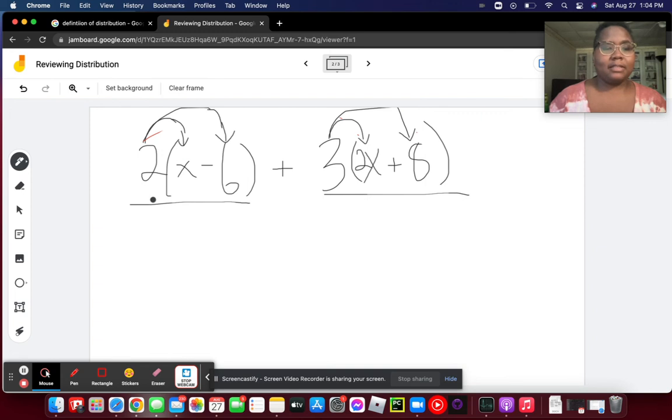2 times x is 2x. 2 times negative 6 is minus 12. Plus, now we're doing completely other distribution. 3 times 2x. Well, 3 times 2 is 6, and then x has to stay along for the ride. And then our last product is 3 times 8, which is 24.